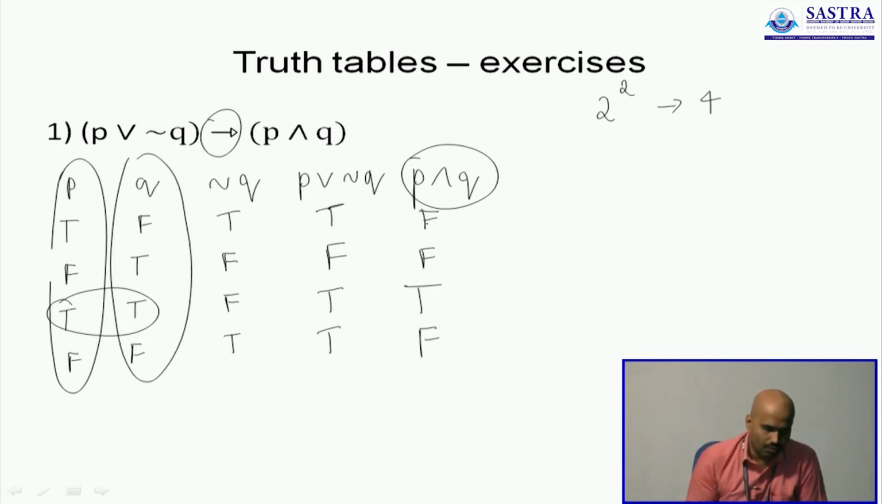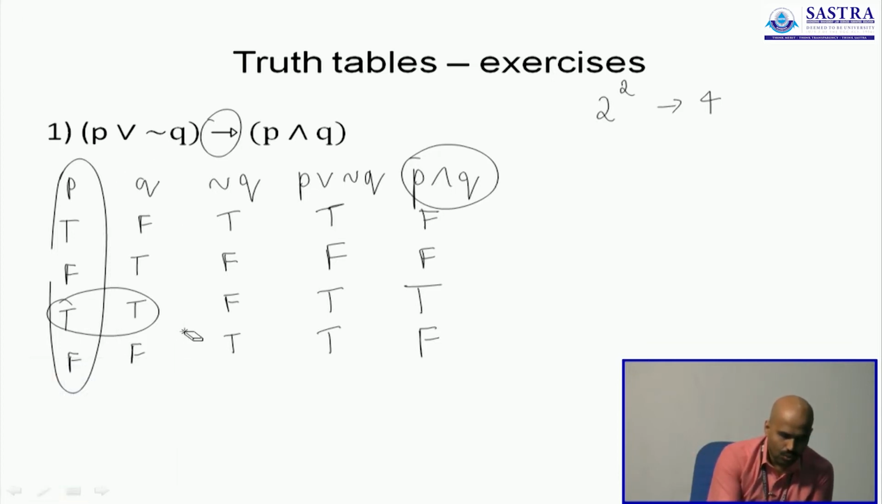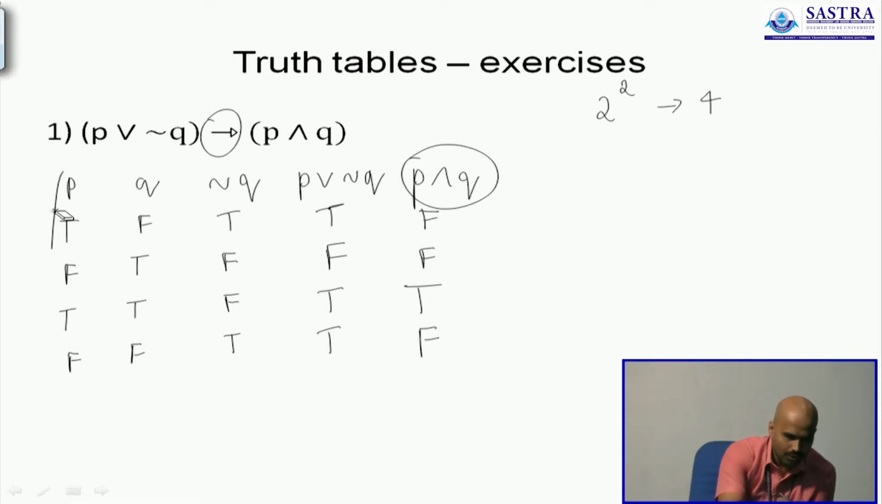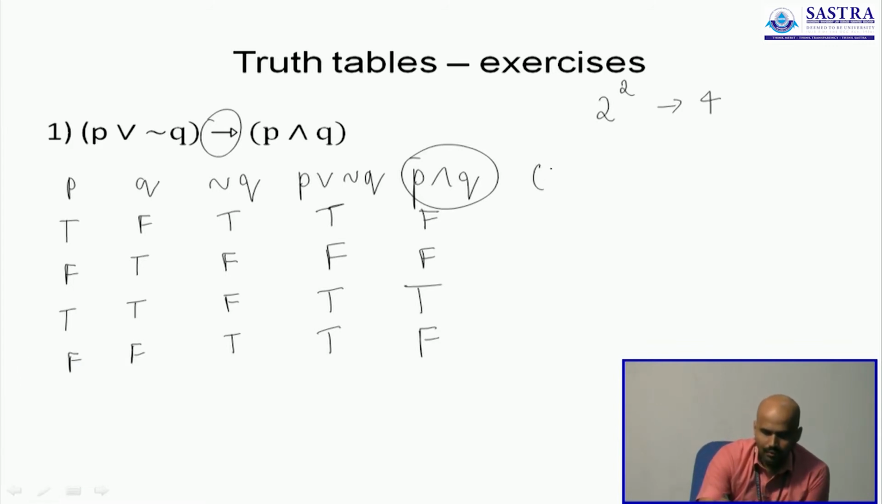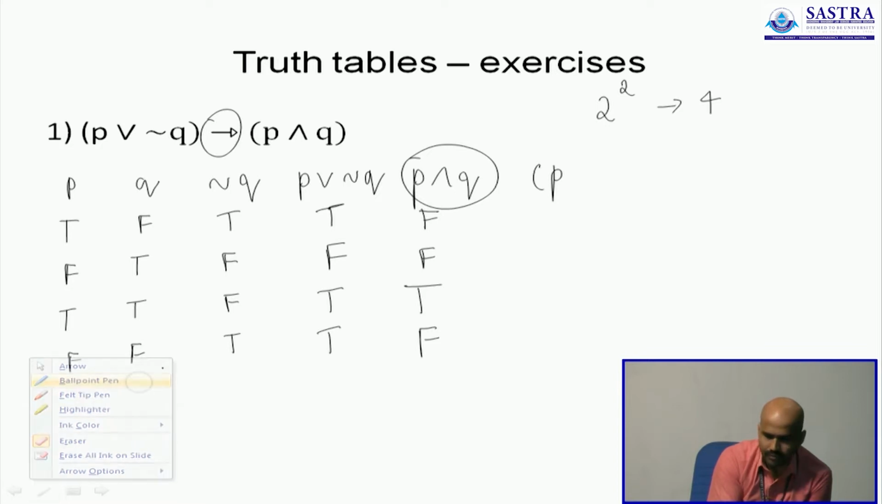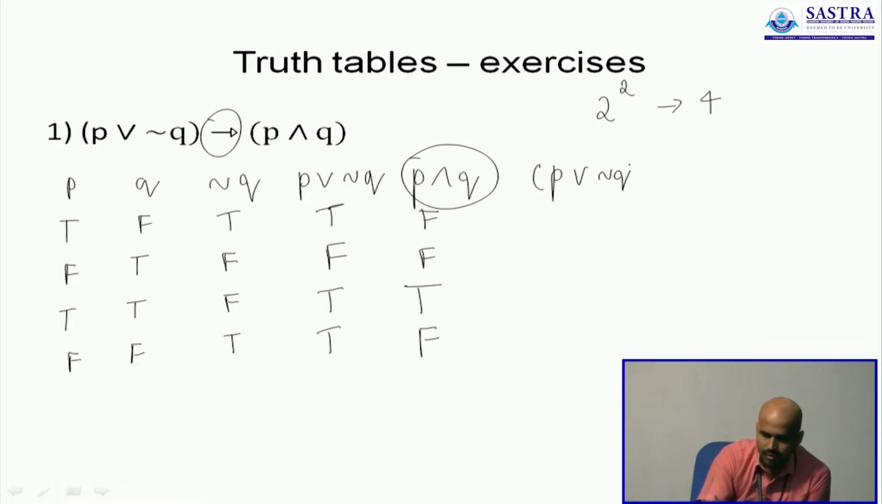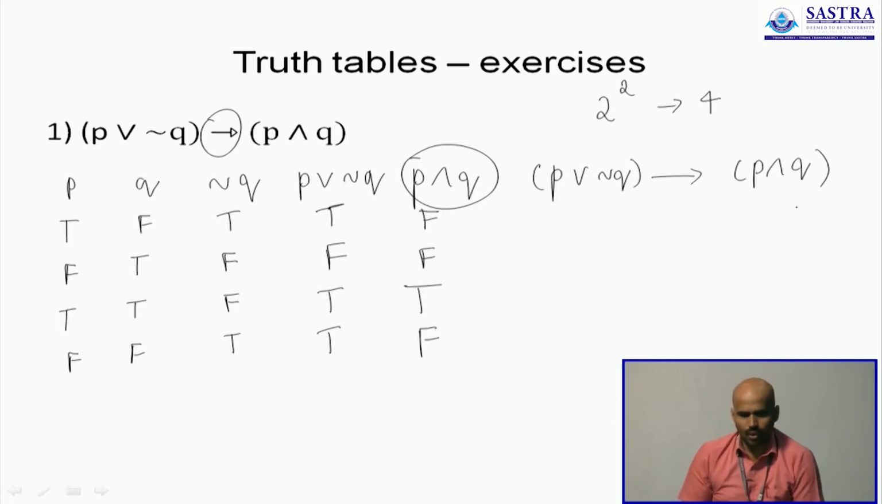Now, are we done? No, we're not done yet. We still have one last connective to perform. What is that connective? It's a conditional statement. You'll have to construct a connective involving a conditional statement by comparing columns 4 and 5. We're going to compare column 4 and column 5, dealing with them in the form of a conditional.